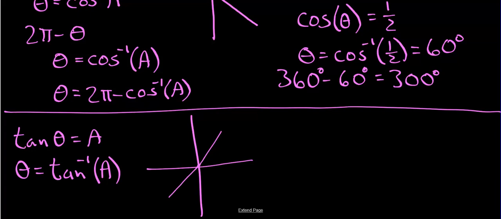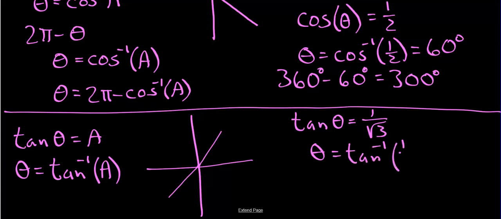So for example, let's suppose that we have tangent of theta is equal to 1 over the square root of 3. Then that means that theta is equal to inverse tangent of 1 over the square root of 3, which is 30 degrees. Now there's another angle in quadrant 3 where the tangent of that angle is also 1 over the square root of 3.